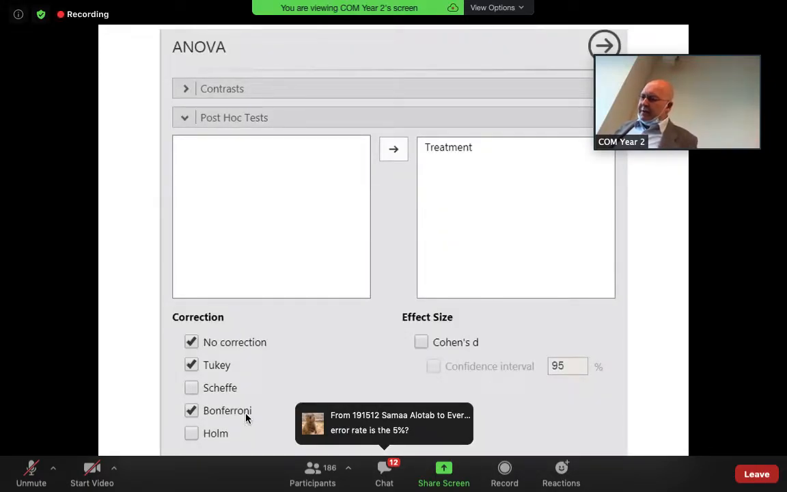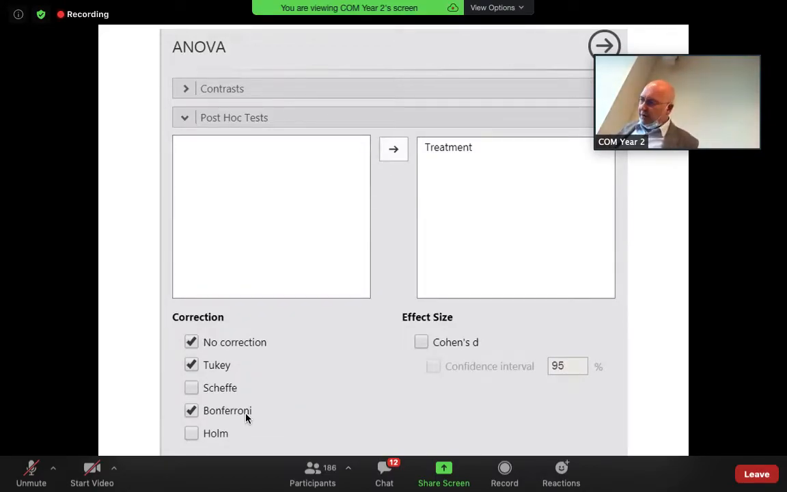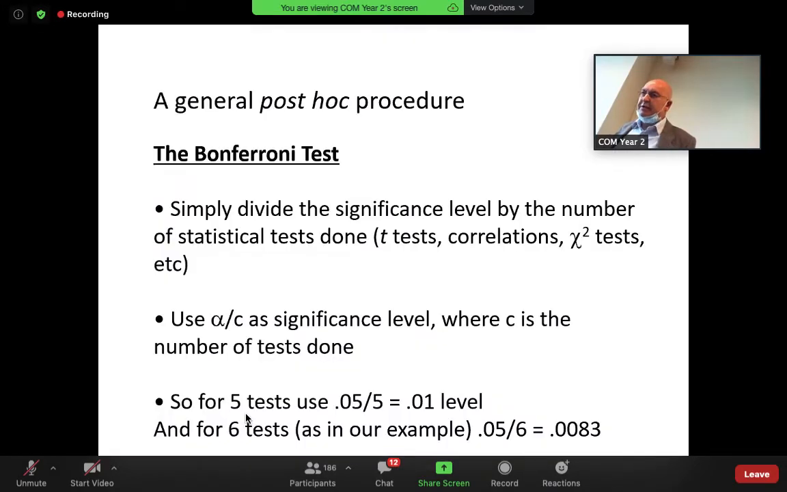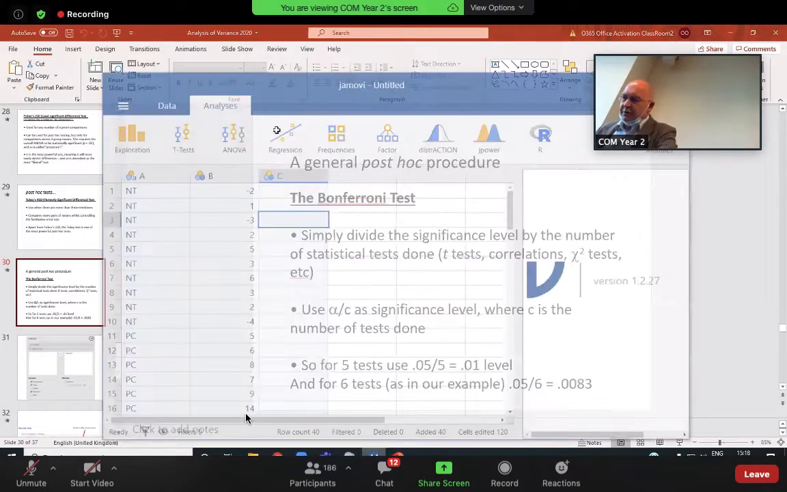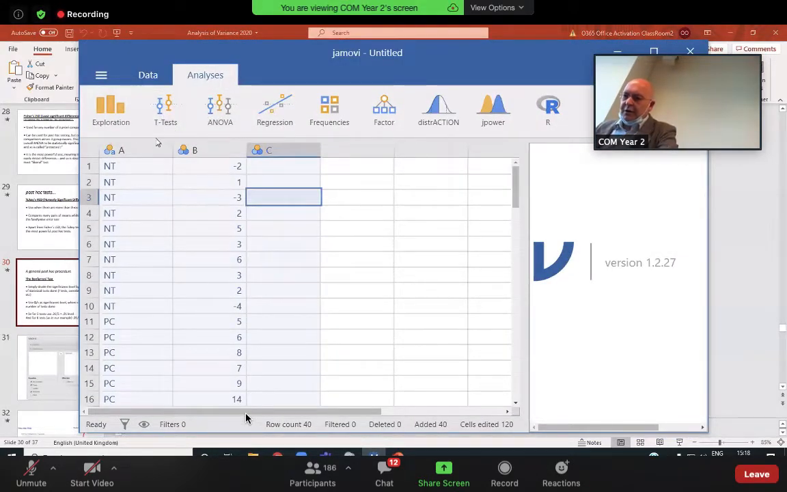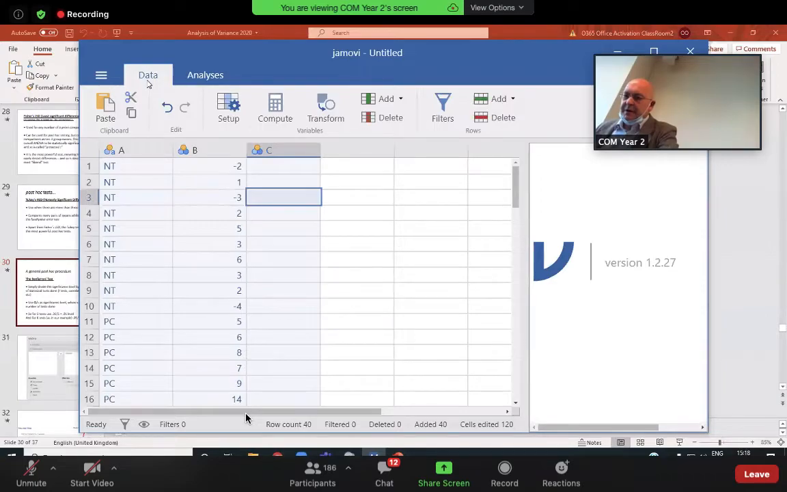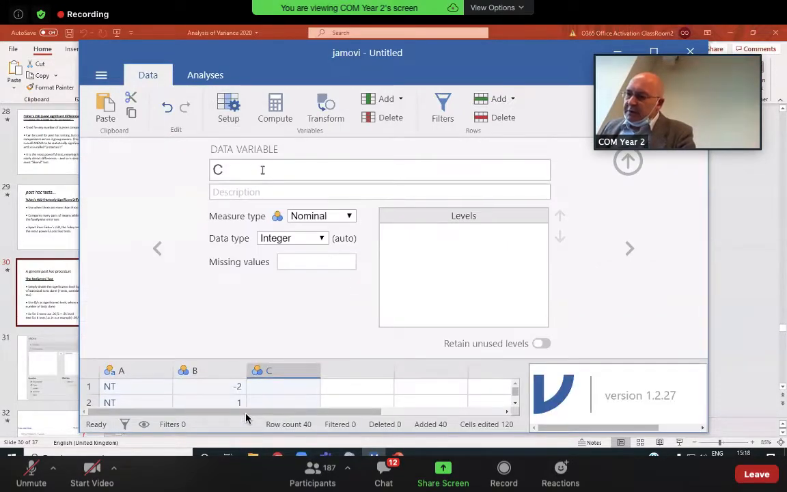So I think I could demonstrate this in ANOVA. So yesterday I told you there are 2 ways of doing the one-way ANOVA. You can do it with the one-way ANOVA, or you can do it in the ANOVA. I'll show both of them.